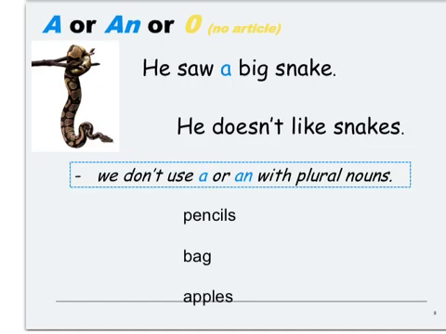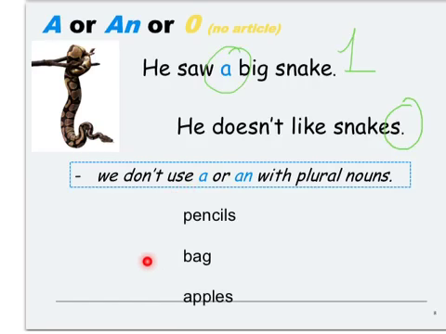It's very important to remember that we only use a and an with singular, countable nouns. For example, he saw a big snake. Snake is a countable noun, and we know there's only one, so we use a. He doesn't like snakes. In this example, we don't use a or an because snakes is plural. We can tell by the S on the end. So the rule is we don't use a or an with plural nouns.